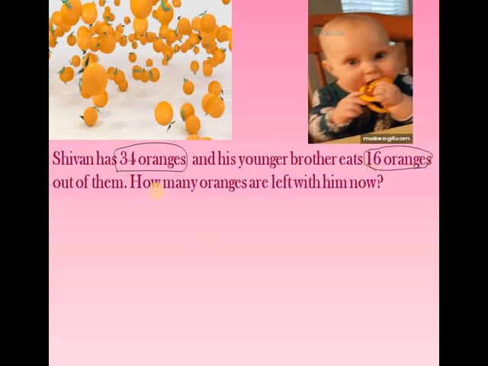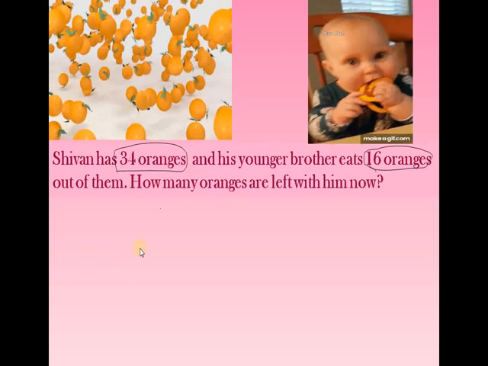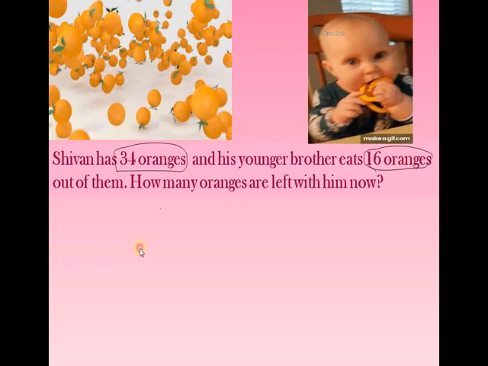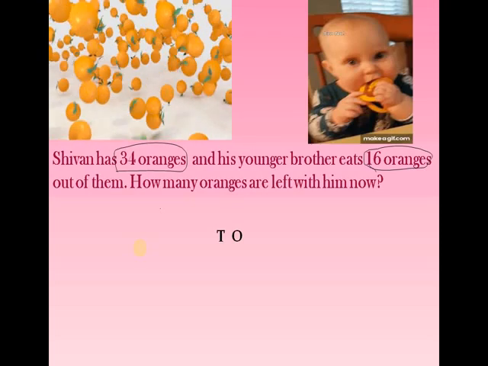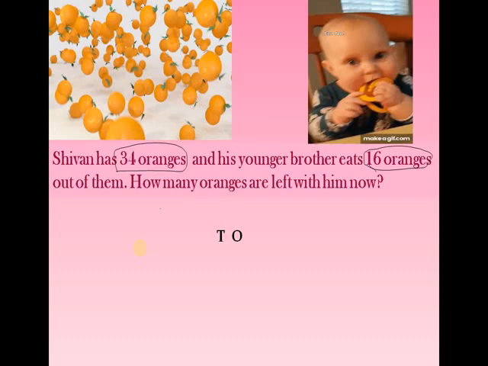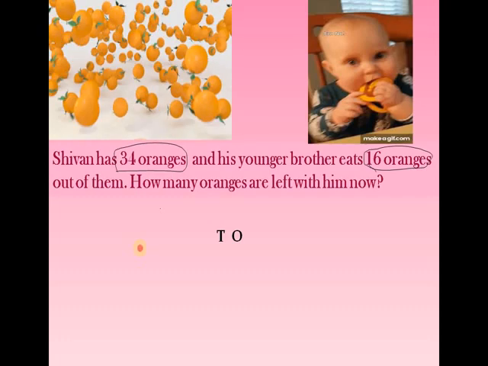As it's a double digit, we need to write place value, ones and tens. And the first number should be bigger, that is 34 oranges which he has.